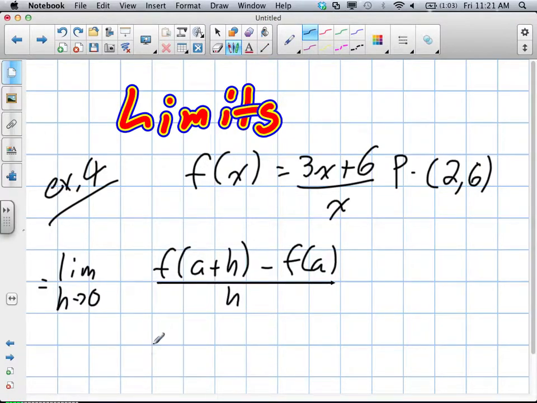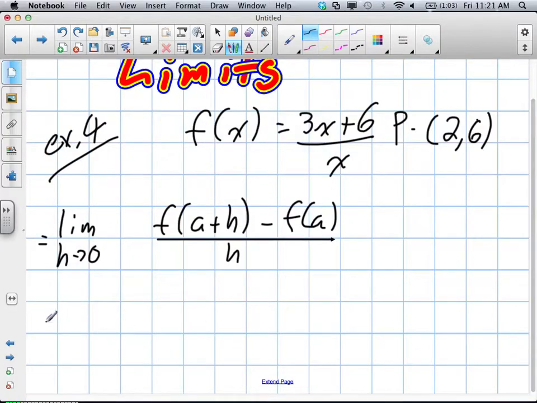Okay. This time we're just going to go right into it. So, limit as h approaches 0. Okay, we have this formula here. Our a value is 2. Our f at a value is 6. They've already given that to us, so there's nothing really to solve there. What we're going to do is now plug this into the function of a plus h.